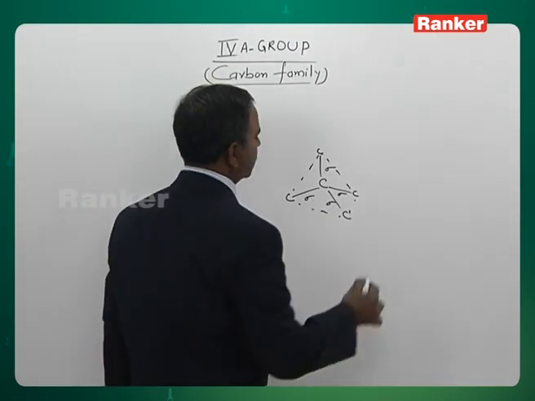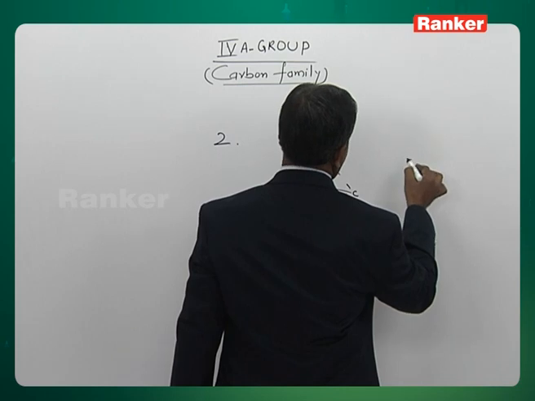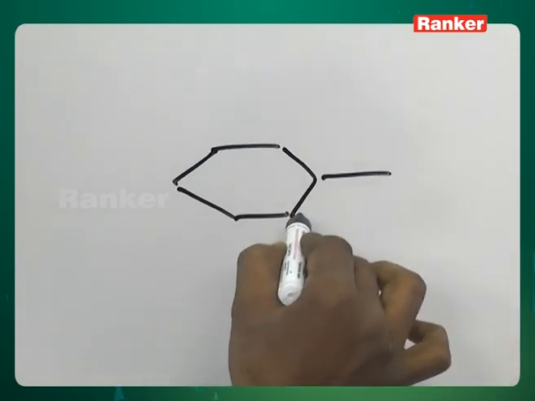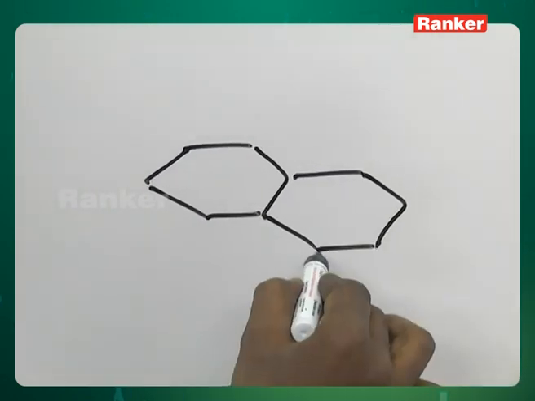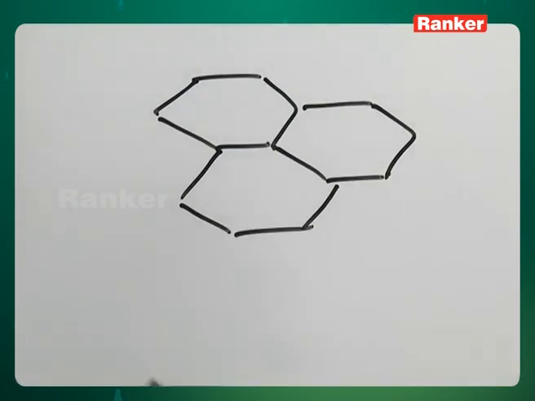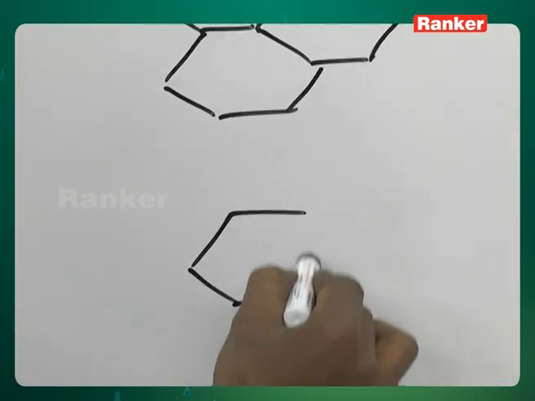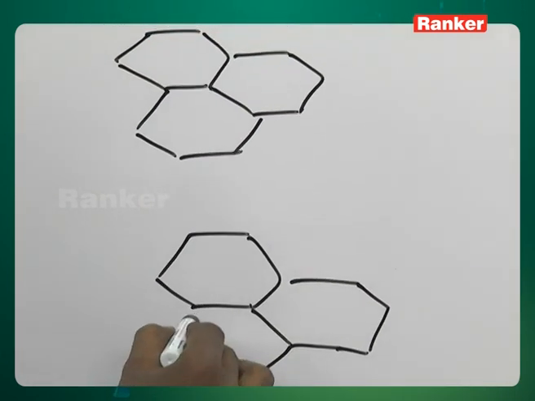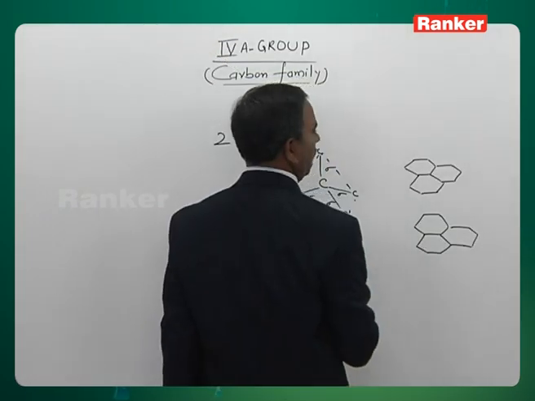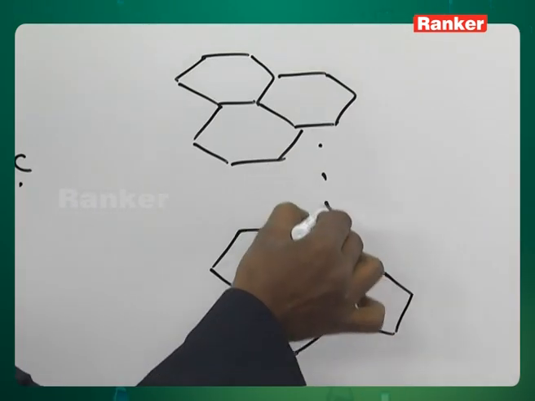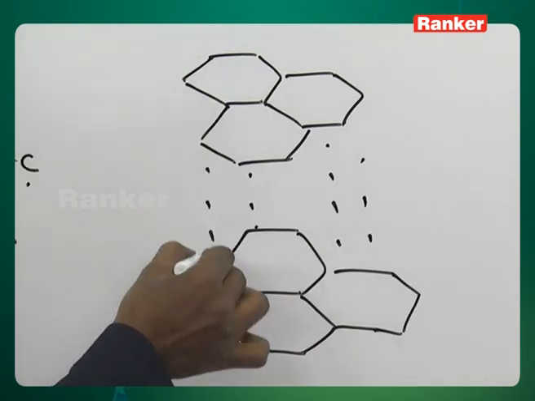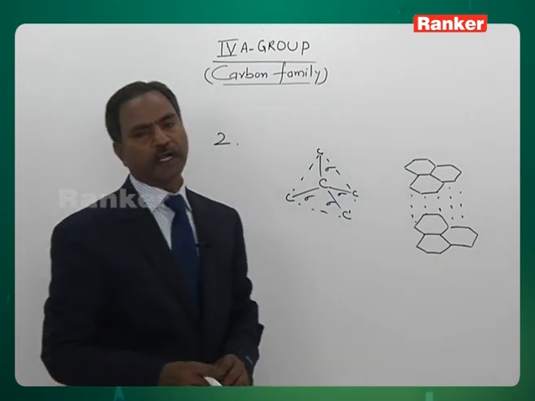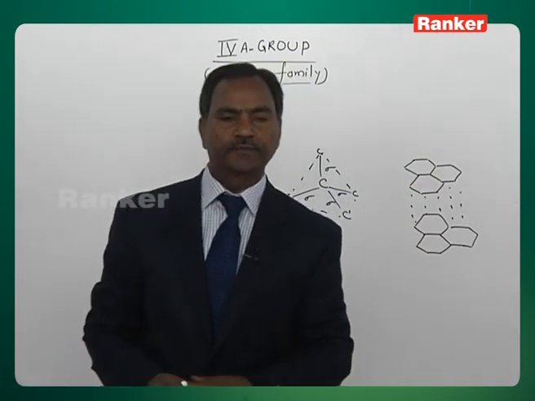But graphite has a layered structure. Hexagonal layers are there in graphite. This is one layer, another layer you take. These are the layers of graphite. The layers are held by weak van der Waals forces of attraction, and the distance between the layers is large. Therefore, graphite is soft.